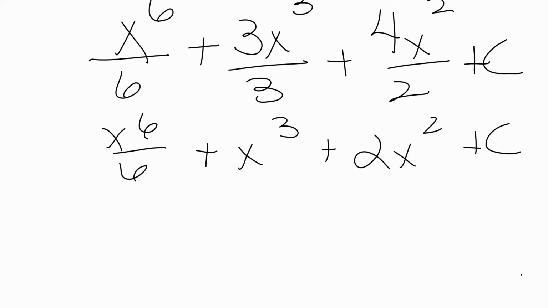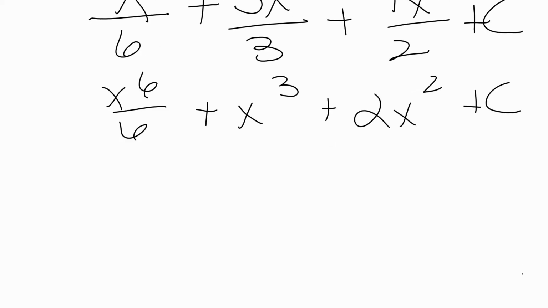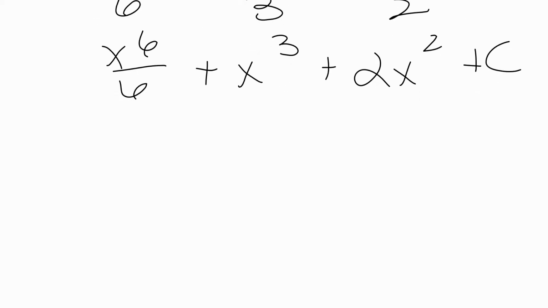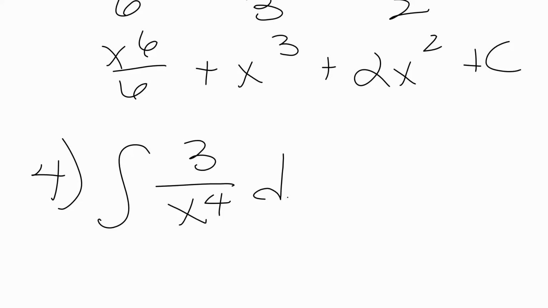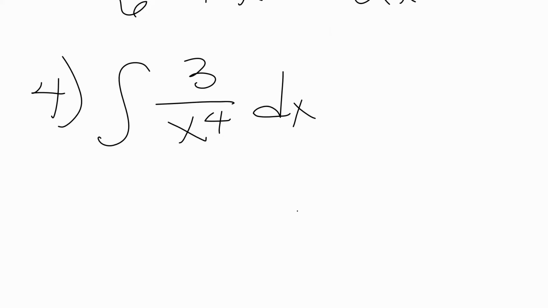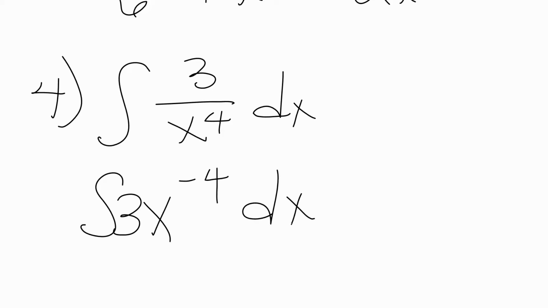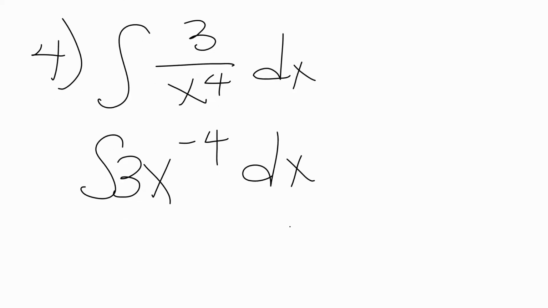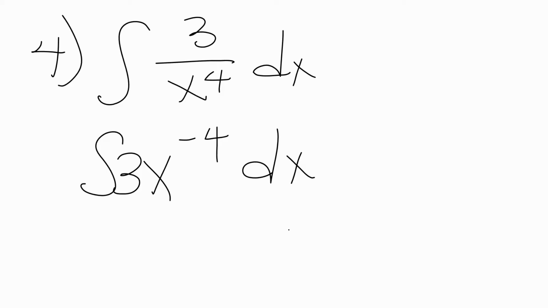All right, let's make a more interesting one now. What about number 4? The integral of 3 over x to the 4th dx. Well, as I said before, we cannot do it unless it is just x to the power. There is no such thing as quotient rule. So I'm going to have to rewrite this as 3x to the negative 4th dx inside my integration symbol. Now that it is just x to a power, now I can integrate it.